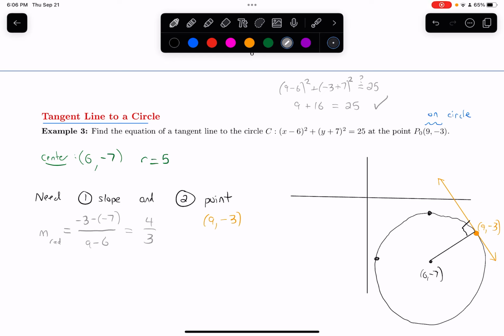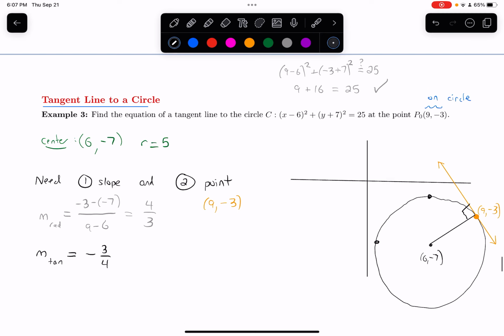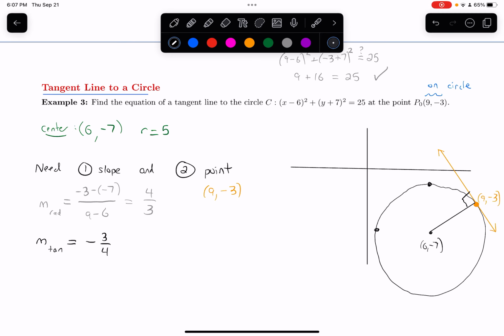So we've seen that when two lines are perpendicular, their slopes are opposite reciprocals. So my tangent line slope, I'm going to call that m tan. So I have to not only switch the sign, this was positive, I've got to make it negative, and I've got to reciprocal that fraction. So -3/4. Cool, I got the slope, and I got a point now, so I'm ready for my equation.